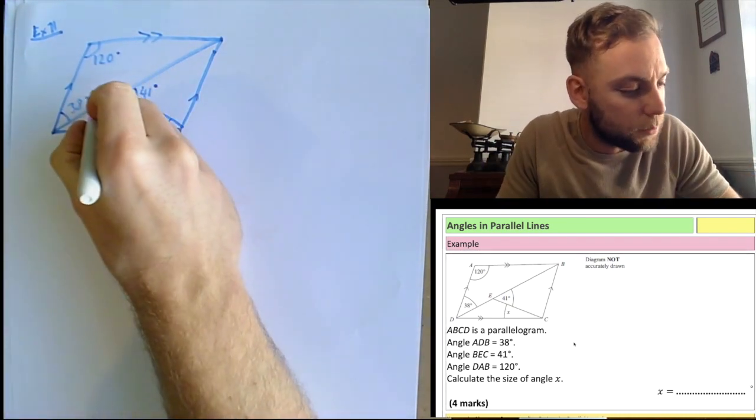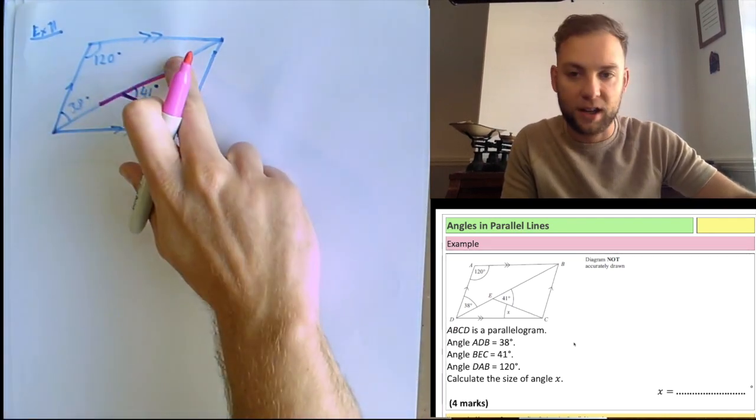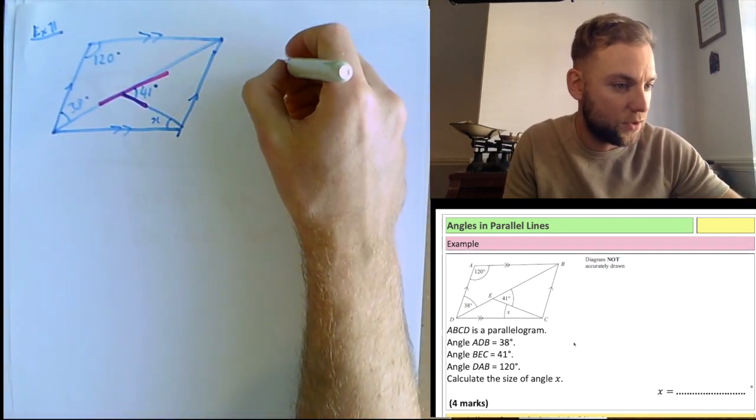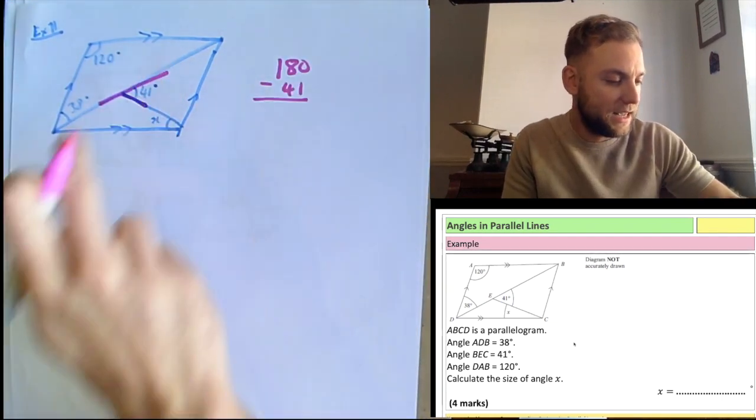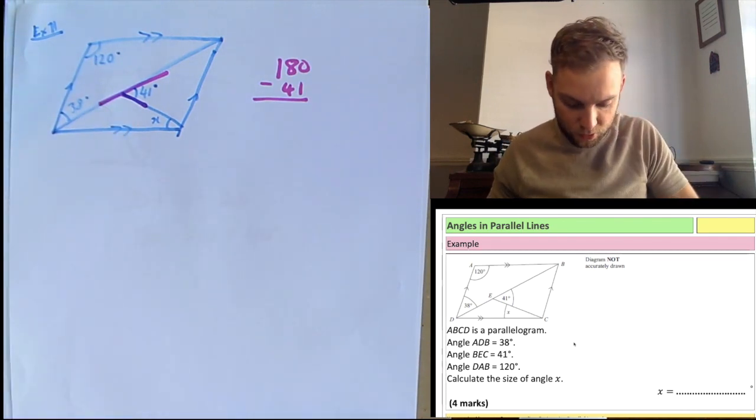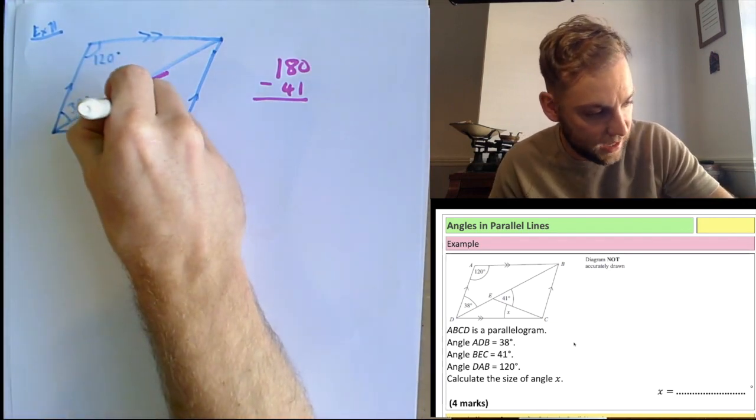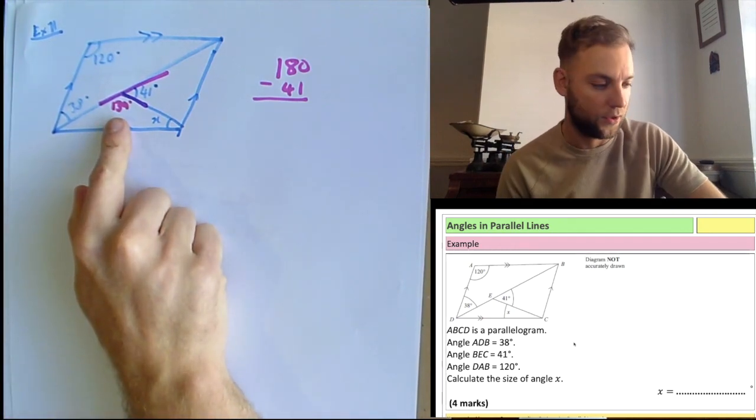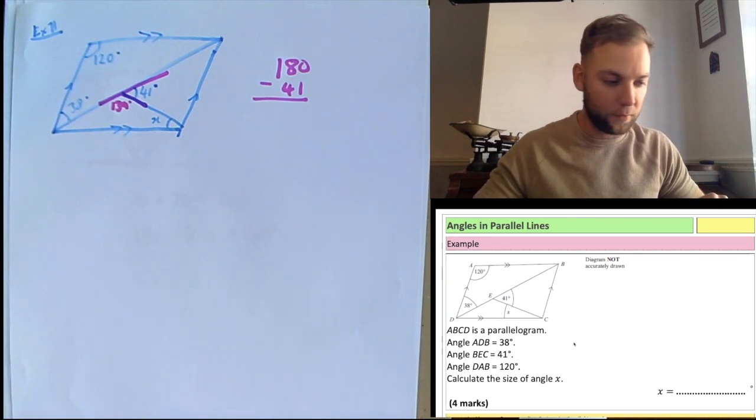Well, the first one I can spot is this one here, which is on a straight line, okay? So there's my straight line, and angles on a straight line sum to 180. So I can say that, first of all, 180 take away 41 is equal to this angle here. So 180 take away 41 is equal to 139, which is that one there. Super. So I know that that angle there inside that triangle is 139. Right, there's one angle in that triangle. Let's have a look at another one then.